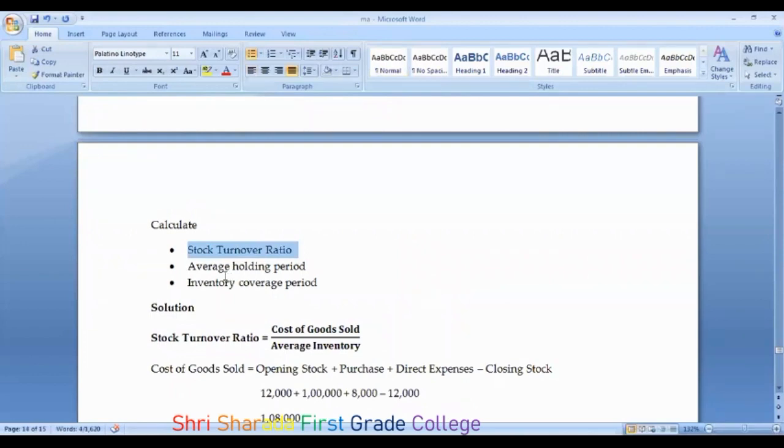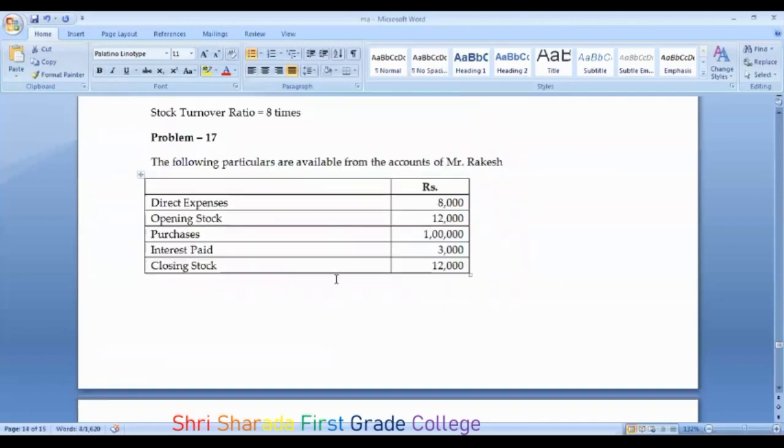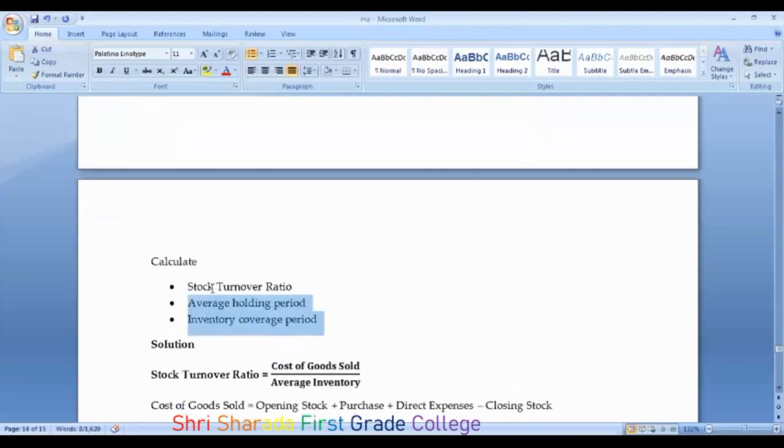And you are also required to find out the average holding period as well as the inventory coverage period. This we have discussed. These two are the new concepts here. Now see here, what do we need?